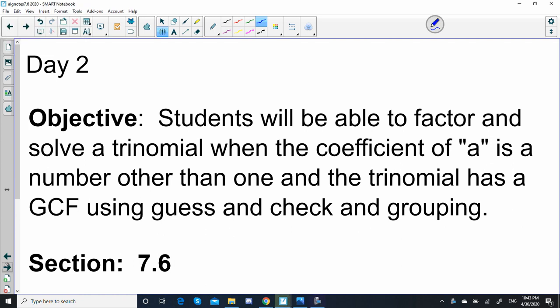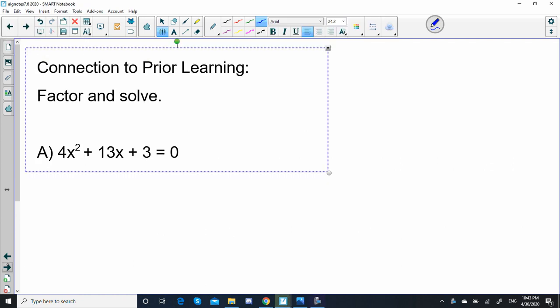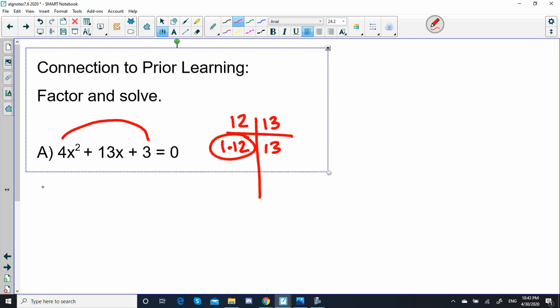All right, so connection to prior learning. It says to factor and solve. Notice that it's set equal to 0. That's a dead giveaway that we're going to solve. So I look here, keep making a t. I need to multiply a times c. So 4 times 3 is 12. So we're looking for factors of 12 that give us a sum of 13. Well, 1 times 12 equals 12, and if I add them, I get 13. So I find those right away.